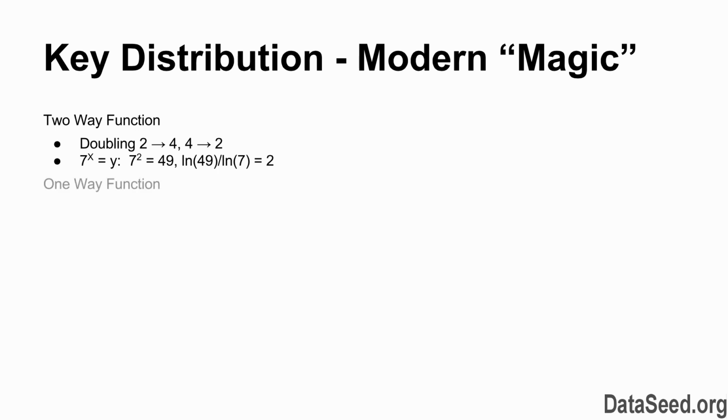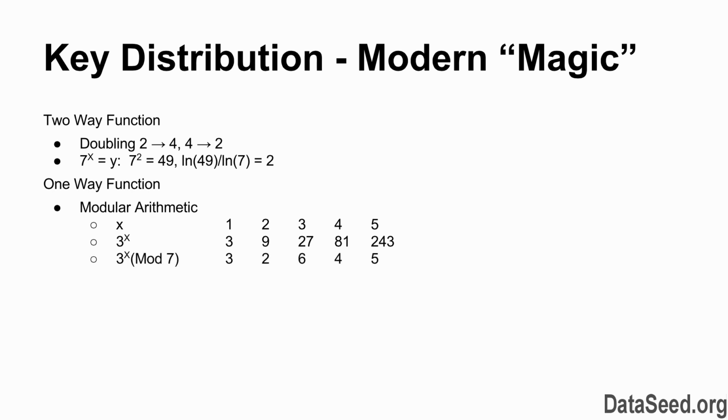But there are one-way functions, functions that can be done but not undone directly. A common example of this is the modulo function. Let's take the example of modular arithmetic. Exploring x as 1 through 5, 3 to the power of x would be 3, 9, 27, 81, and 243. But 3 to the power of x mod 7 would be 3, 2, 6, 4, and 5.